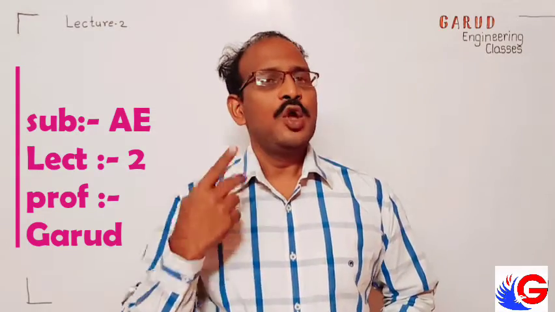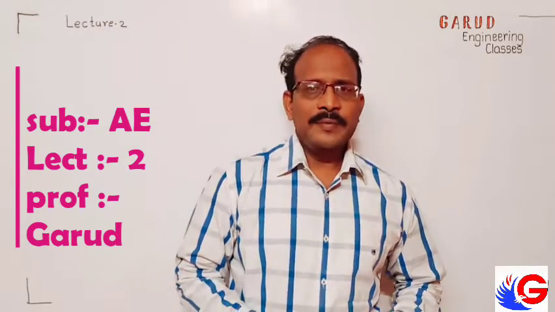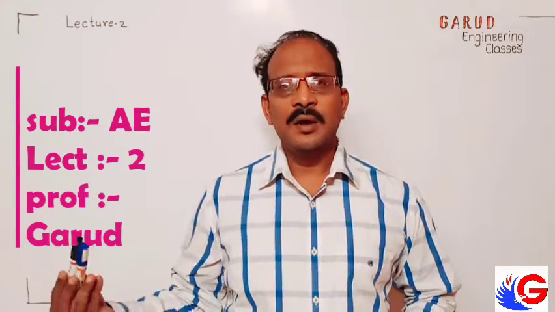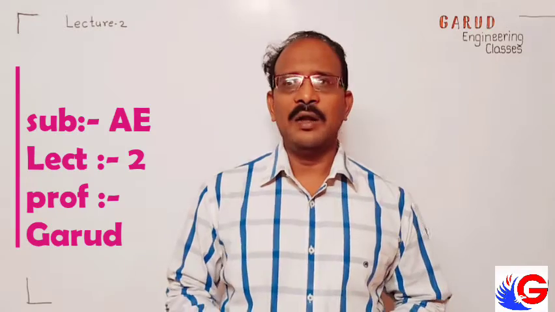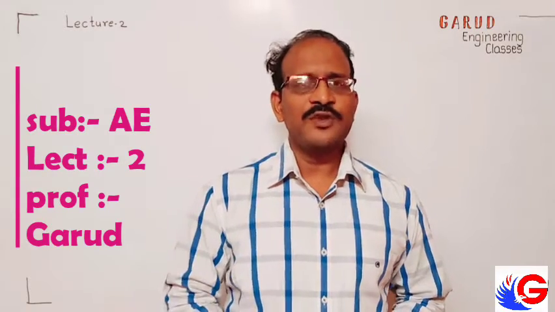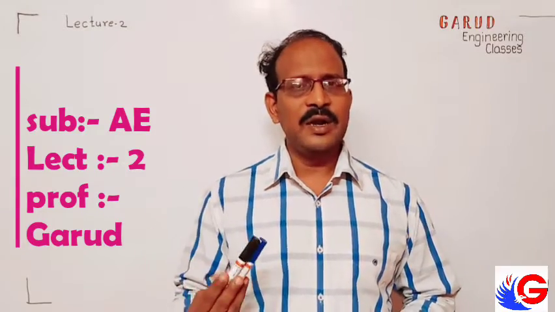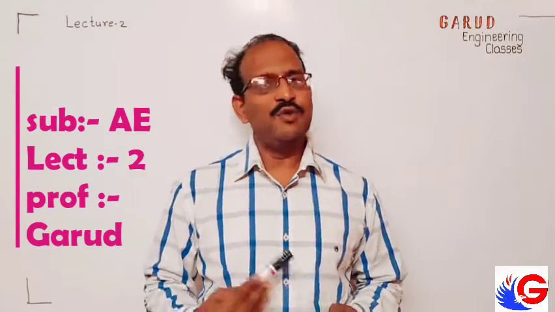This is the second lecture of the EDC subject. We were starting with the basic fundamental things of electronics. What is a transistor and what are the different configurations of a transistor? A transistor is a three terminal, three layer and two junction device.